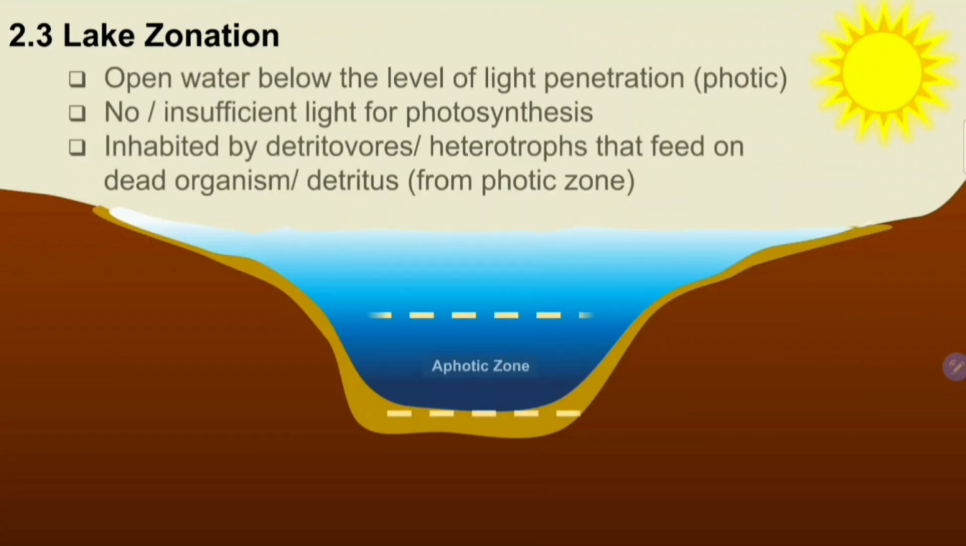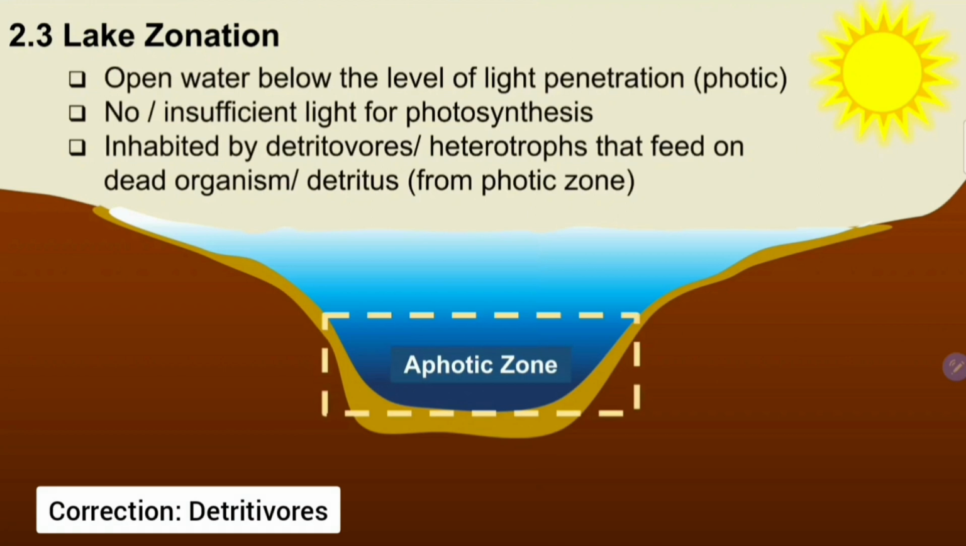organisms. The deeper layer, which is aphotic zone, is the open water below the level of light penetration, so below the photic zone. And this zone receives little ataupun insufficient light for photosynthesis. This is why, in terms of habitat, this region of the lake is inhabited by detritivores ataupun heterotroph that feed on dead organisms or detritus from the photic zone.